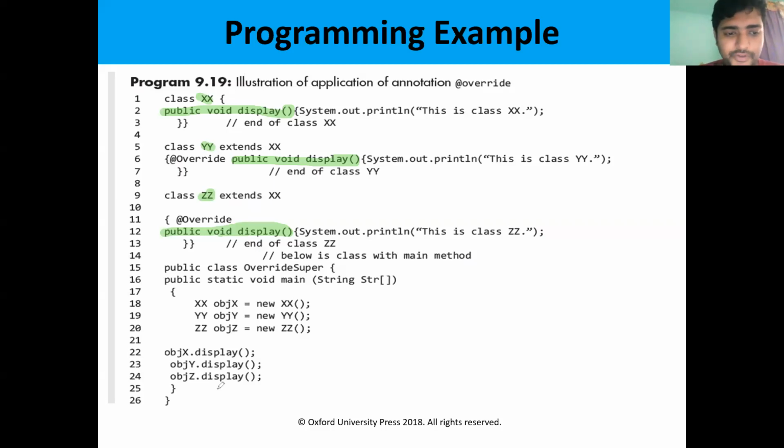Suppose I call objx.display. What does it mean? The display method has to be executed. Which display method? Here we have three display methods. So I am calling objx.display, and which display method will execute? The compiler gets the ambiguity.